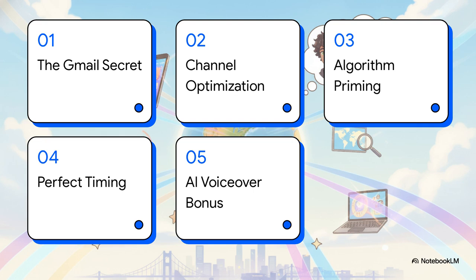Okay, let's dive into this. Here is your roadmap to cracking the US audience code. We'll start with the Gmail secret, move to channel optimization, then algorithm priming, perfect timing, and finally wrap up with an AI voiceover bonus. Now, skipping even one step here kind of ruins the whole system, so stick with me.